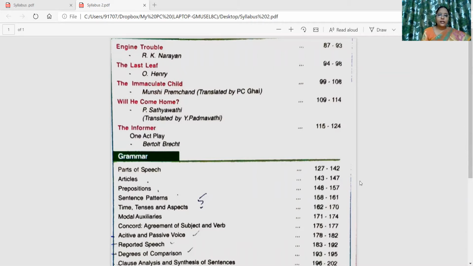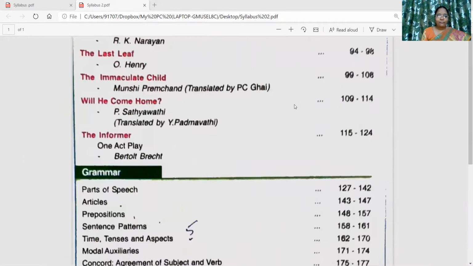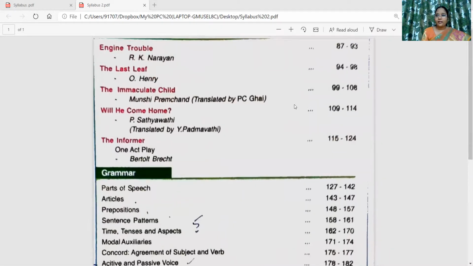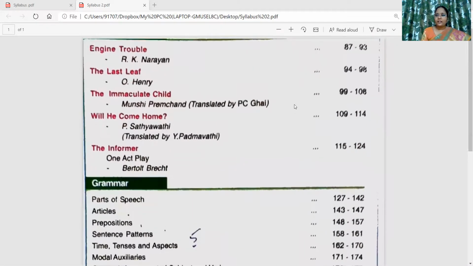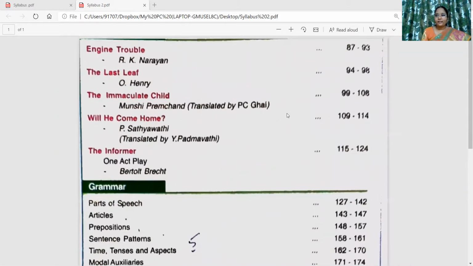The first story is Engine Trouble. The writer, R.K. Narayan, narrated very interestingly how he won an engine in a lottery, and how that engine brought different troubles into his life, explained in a beautiful way. So, Engine Trouble is an interesting story. Definitely, I'll explain it to you. I'll make you enjoy the story.